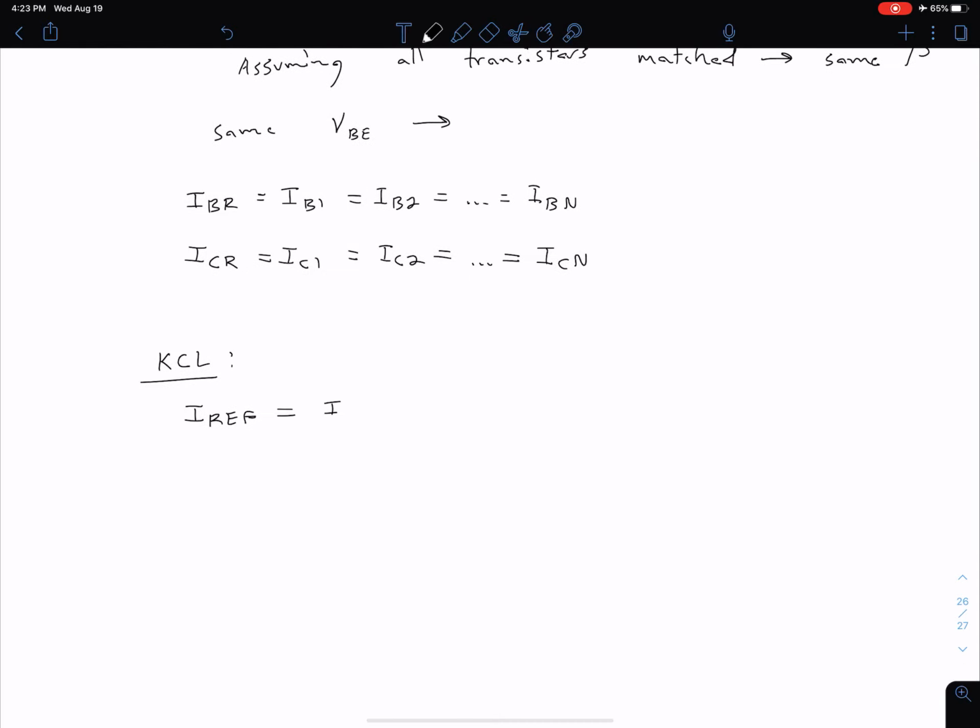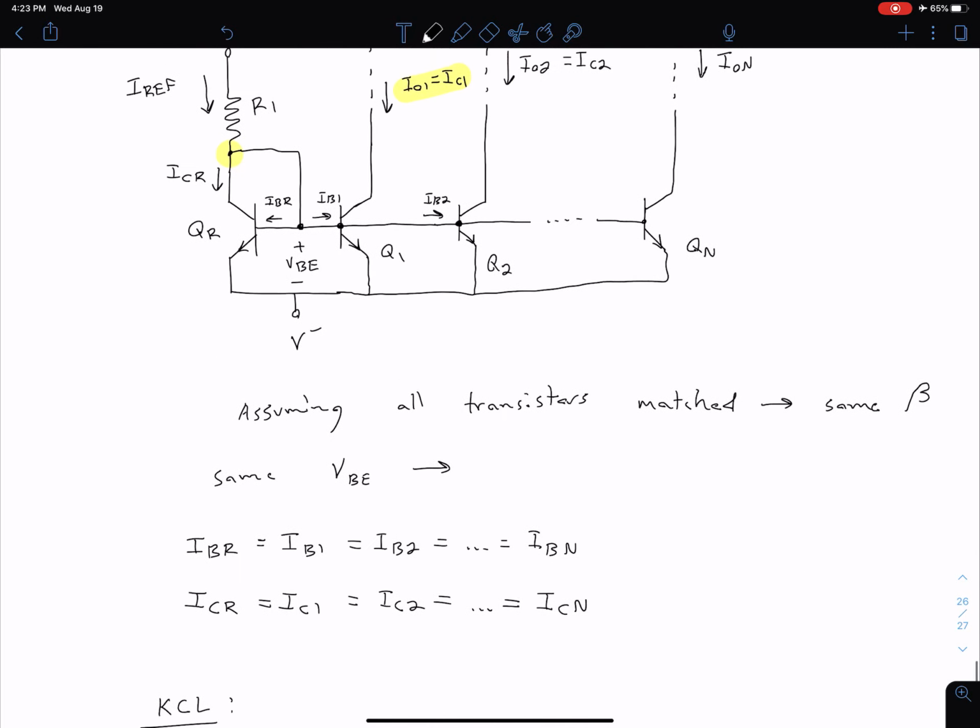So out of the bottom, we said we have our collector current for our reference transistor, and then we also have IBR, IB1, IB2, all the way up to IBN, however many transistors we happen to have in this circuit. Of course, we said all of those base currents are equal, so we can simplify this and say this is 1 plus N times a base current, let's just use our IBR, for instance. And the reason we have 1 plus N is, of course, we started with Q1 here, but we also have this QR to consider, which is also going to have a base current.